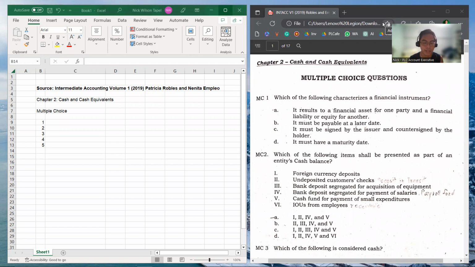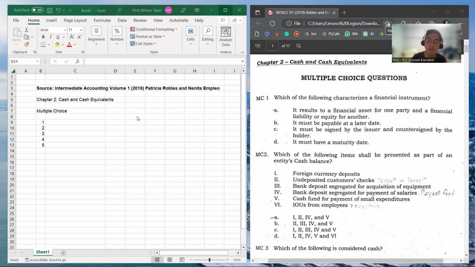Before we answer these questions, I want to give some credit to our Professor Patricia Robles and Anytime Playo, because we're going to use their book or handbook this time entitled Intermediate Accounting Volume 1, Edition 2019. So let's start. It is the multiple choice in chapter 2, cash and cash equivalents.